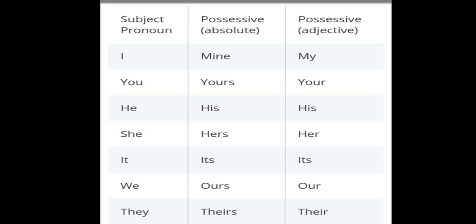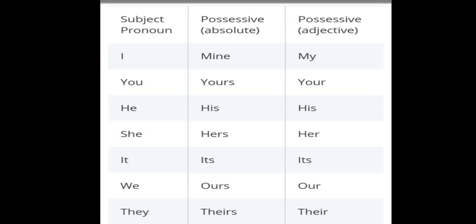Possessive adjective, now this is the portion that you need to remember. I is converted to my, you is converted to your, he is converted to his, she to her, it to its, we to our, and they to their. Mostly they are without the s that's there, except for its. Apart from that, their nature is changed, their uses in sentences change.